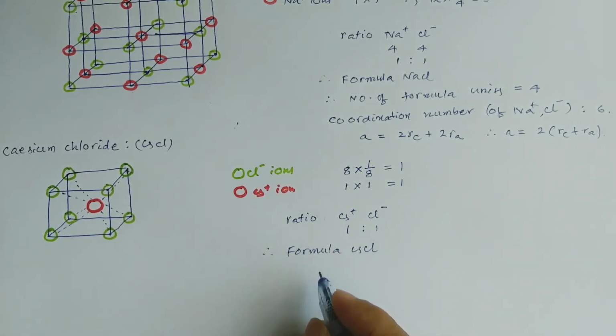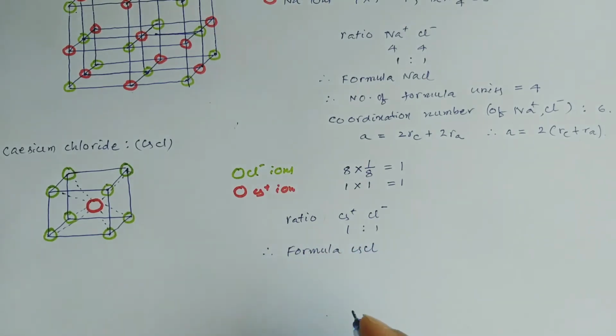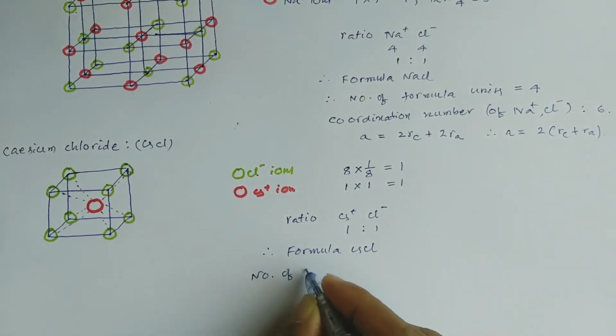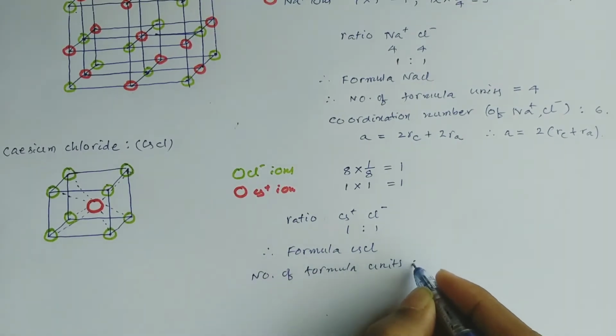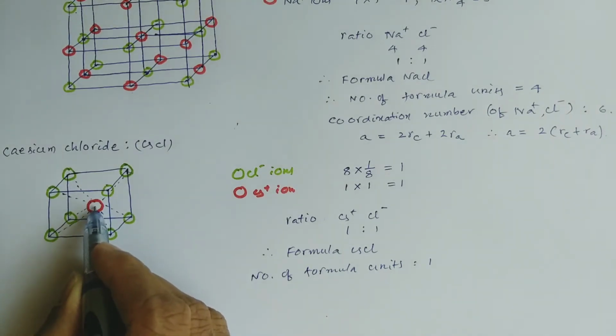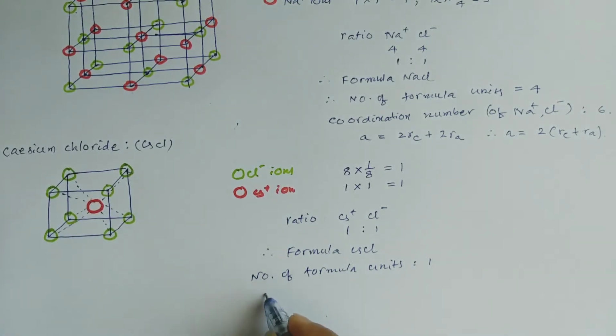Now how many formula units are there? 1 Cs plus and 1 Cl minus ion together make one formula unit or one ion pair. So the number of formula units will be equal to 1. Now what is the coordination number? Coordination number is the number of oppositely charged ions present around an ion. You take the Cs plus ion, that is surrounded by 8 Cl minus ions. 1, 2, 3, 4, 5, 6, 7, 8. So the coordination number of Cs plus is 8.